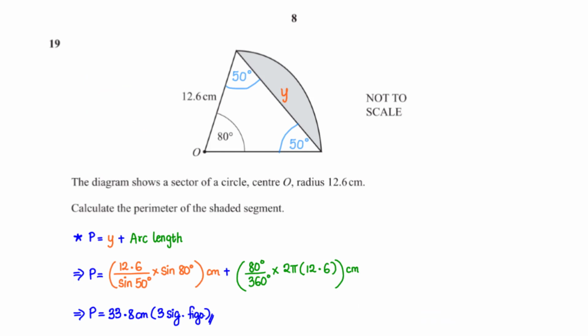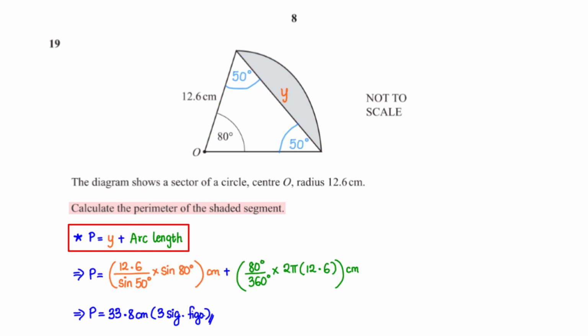The diagram shows a sector of a circle center O, radius 12.6 centimeters. Calculate the perimeter of the shaded segment. The perimeter of the shaded region is equal to the length of y plus the arc length. These two sides are radii of the circle, and that makes the triangle an isosceles triangle. Base angles in an isosceles triangle are equal, and so when we subtract 80 degrees from 180 degrees and divide by 2, we get 50 degrees.